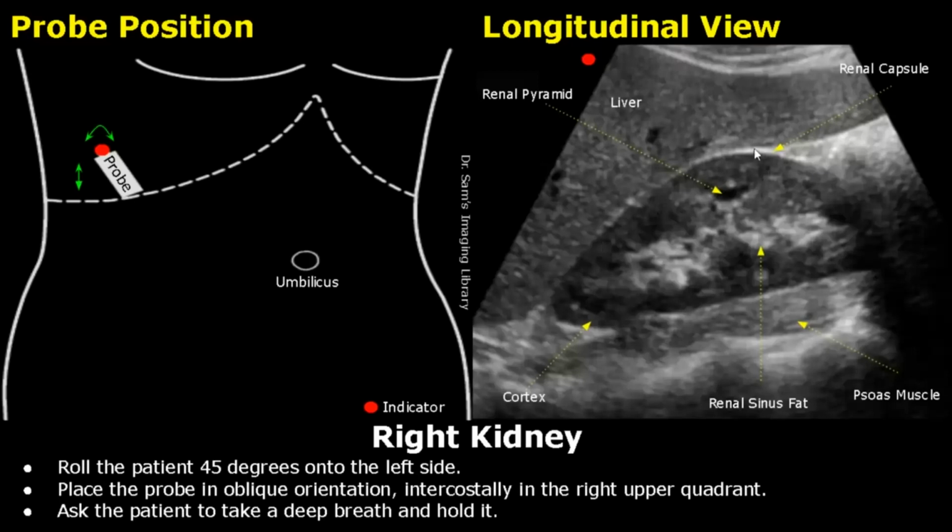This hyperechoic border of the kidney is the renal capsule. The hypoechoic outer parenchyma is the renal cortex. The inner region is more hypoechoic. This is medulla, consisting of renal pyramids. The central hyperechoic region is the renal sinus fat.